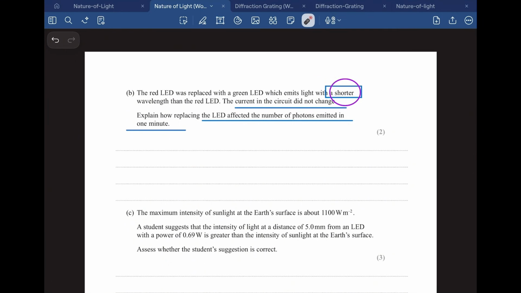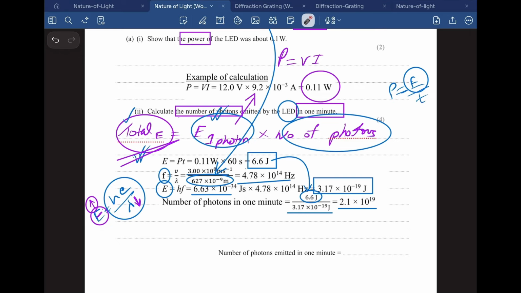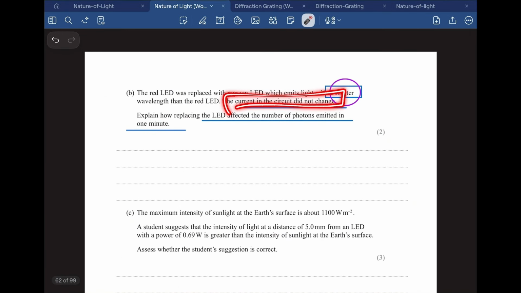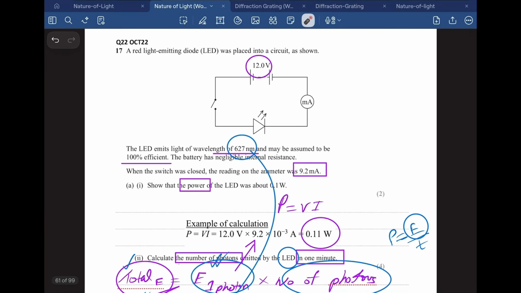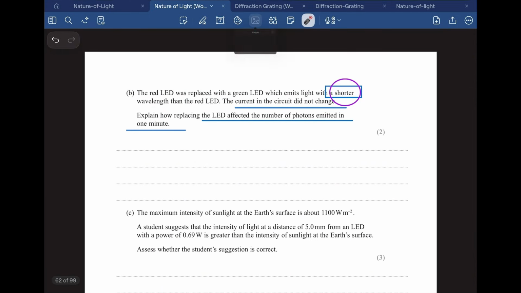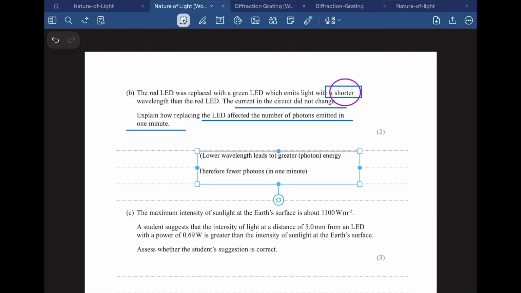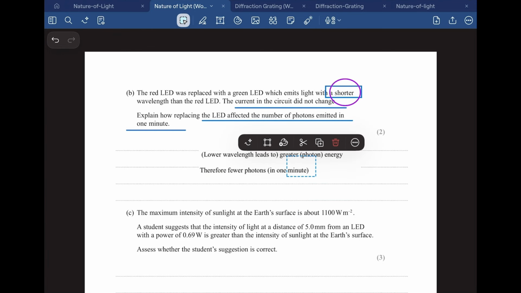And why did I say that the total energy of the photons remains the same? Because the current in the circuit doesn't change, and the EMF is also constant, that means the power value is also constant. If the power value is constant, then the total energy from the LED is going to remain constant. So that is going to be our answer: lower wavelength leads to greater photon energy, therefore fewer photons in 1 minute. Hopefully you guys have understood it completely.